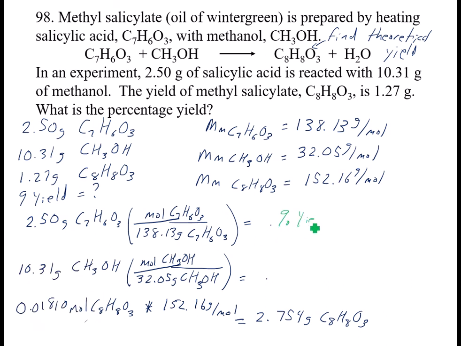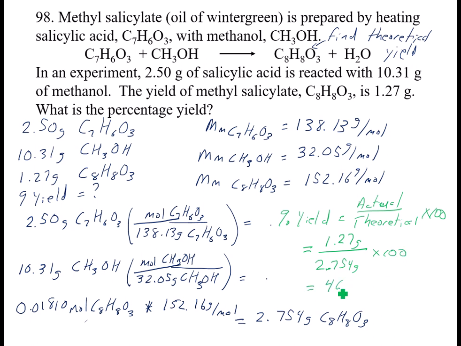So the percent yield is the actual over theoretical times 100. That's going to be equal to my actual, which is given, 1.27, divided by the theoretical, which is 2.574, times 100. And I get 46.1%. And that's the final answer to this problem. And that is the end of Chapter 3 and this video.